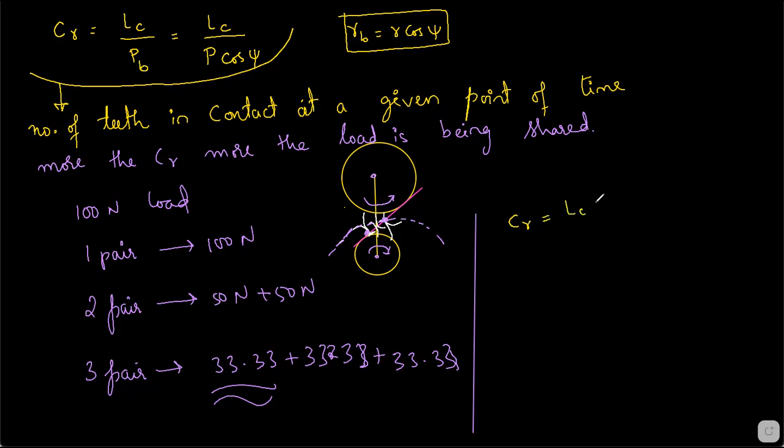So what is contact ratio? Yes. So to increase the contact ratio, in these two terms, which term should we increase? If we increase PB, the contact ratio will decrease, since the denominator increases. So I have to increase the length of path of contact. Fine. If you have more length of path of contact, automatically you'll have more contact ratio.